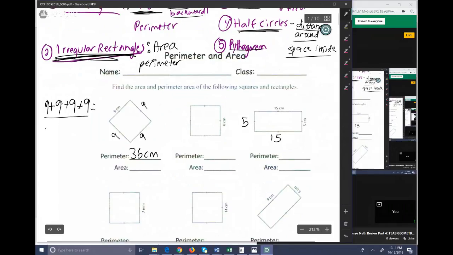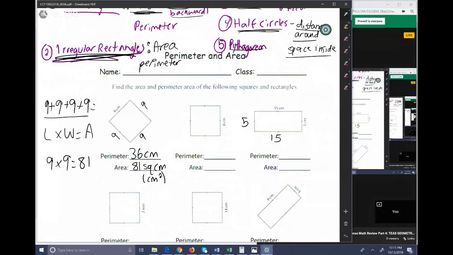Area, you're going to do length times width equals area. So in this case, that's going to be 9 times 9. That's going to give us 81, and it's going to be square centimeters, or the other way they can do that is centimeters with a subscript that says squared. So 81 square centimeters or 81 centimeters squared. I'm going to skip the one that's in the middle there because it's another square. I'm going to do this one because it's an actual rectangle.